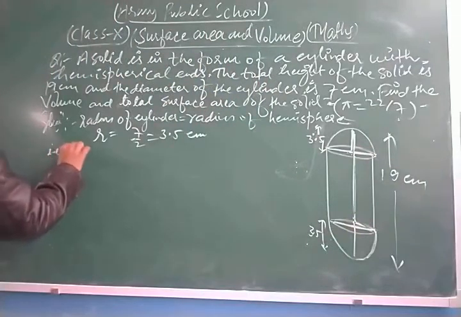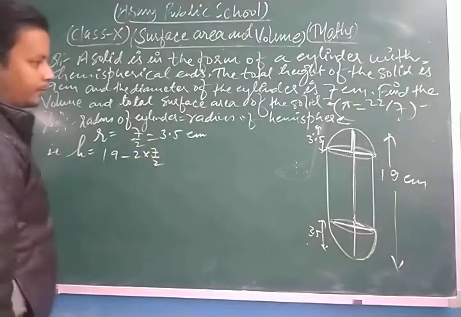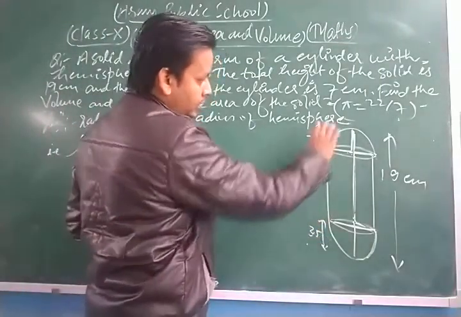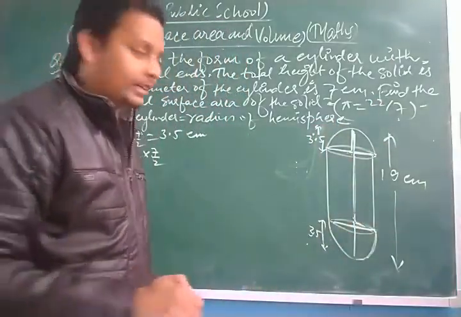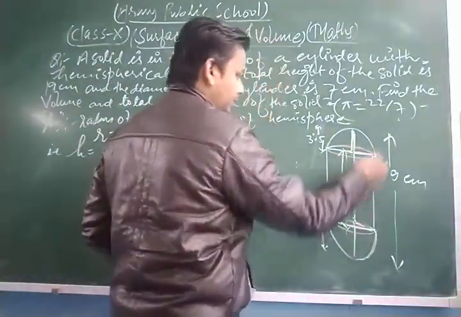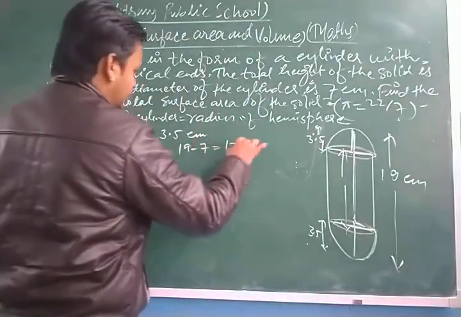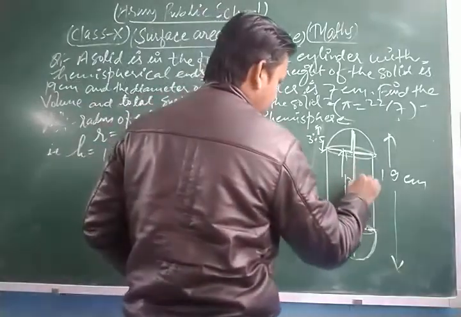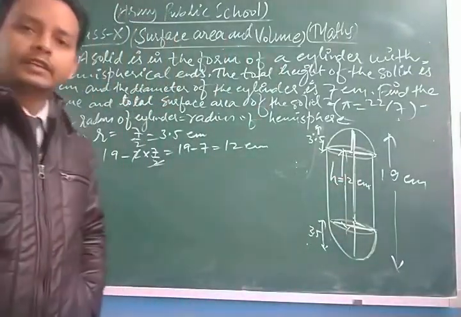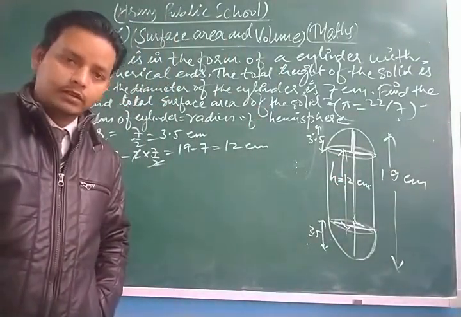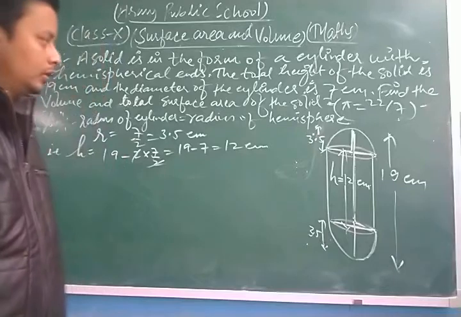So the height of the cylindrical portion will be what? Height of cylinder is 19 minus 2 into 7/2, because this is 7/2 and this is 7/2. The total height is given as 19 centimeter. So the height of the cylindrical portion, this one, we get by subtracting this from this. So we get 19 minus 7, which is 12 centimeter. So the height of the cylindrical portion will be 12 centimeter.